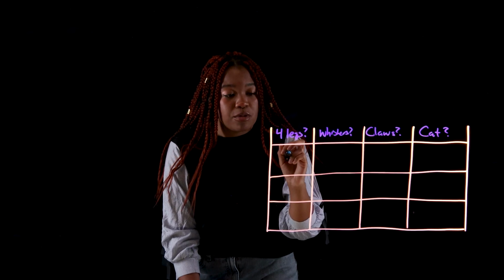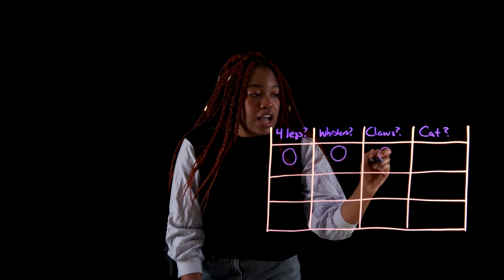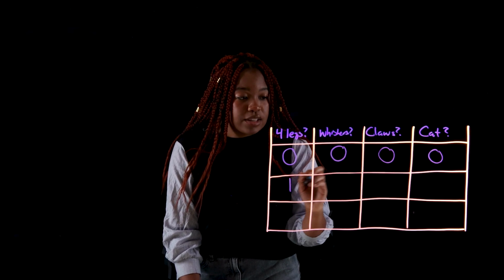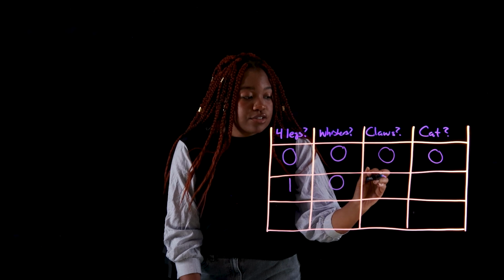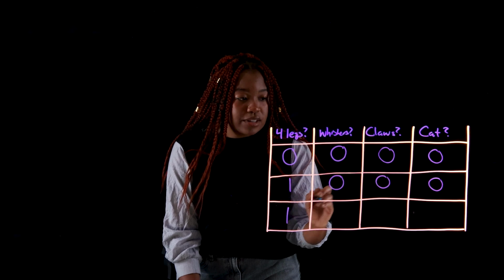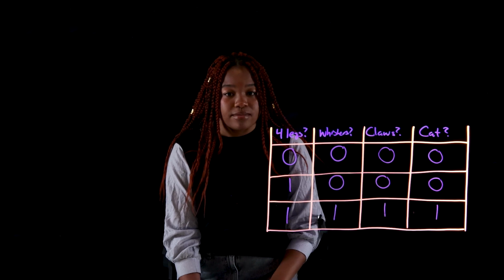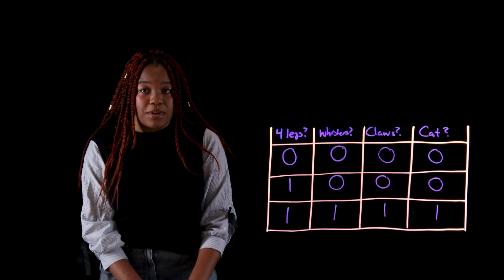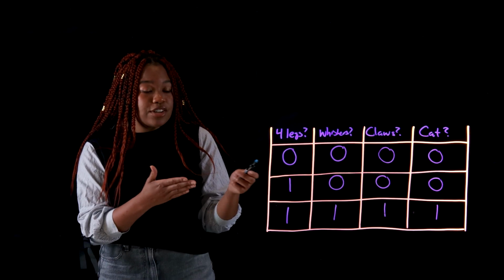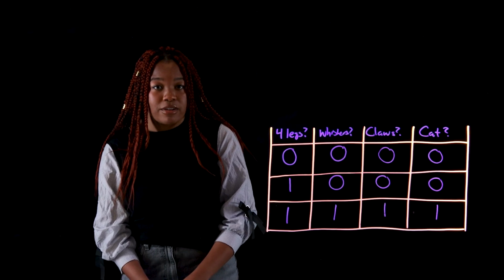Let's say the first animal does not have 4 legs. It does not have whiskers, it does not have claws, and it is not a cat. The second animal does have 4 legs, but it does not have whiskers, it does not have claws, and it is not a cat. And the third animal does have 4 legs, it does have whiskers, it does have claws, and it is a cat. So now we have to determine if this machine learning algorithm is able to figure out whether or not each animal is a cat or not a cat based on the probabilities that are generated by logistic regression.